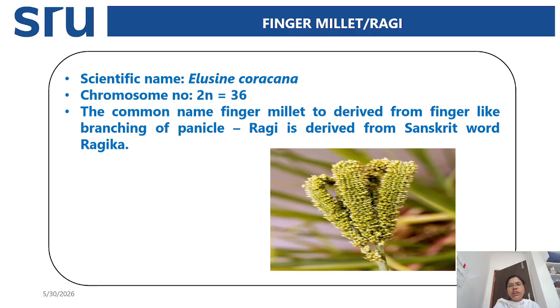So mostly nowadays they are consuming this ragi as a java. The scientific name of this finger millet is Eleusine coracana, and it has the chromosome number 2n equal to 36. The common name, finger millet, is derived from the fingers, because the branching of the panicle is like fingers, so it is called finger millet.